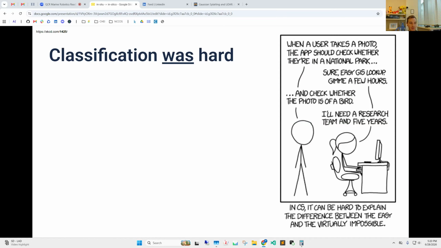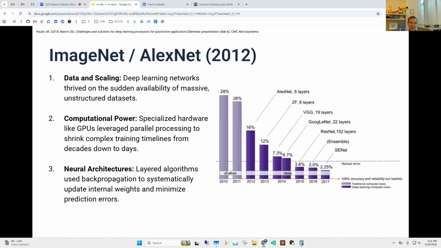XKCD, they're a great comic strip, especially if you like STEM. Just succinctly and elegantly showcasing how hard classification was at this point in time. I think if you've played around with deep learning models and you've done image classification on a toy data set, it's pretty trivial now. I mean, depending on your data set. But at one point in time, it was actually extremely hard. And that kind of brings us to this next phase, where other things were happening.